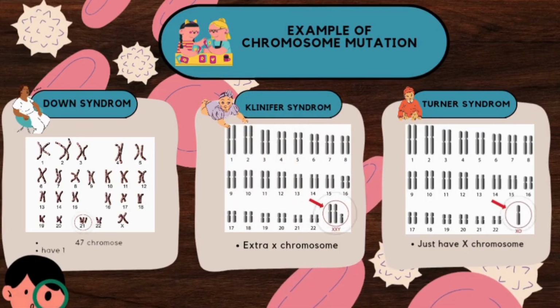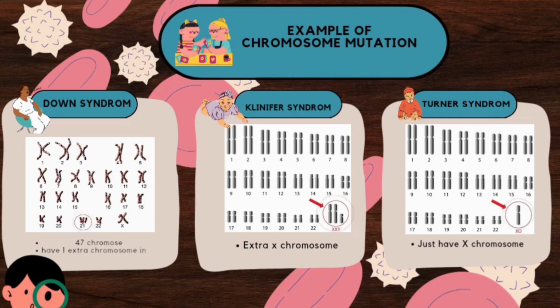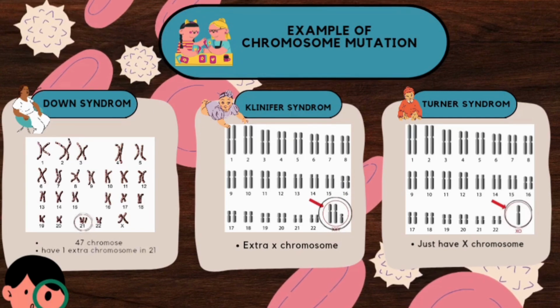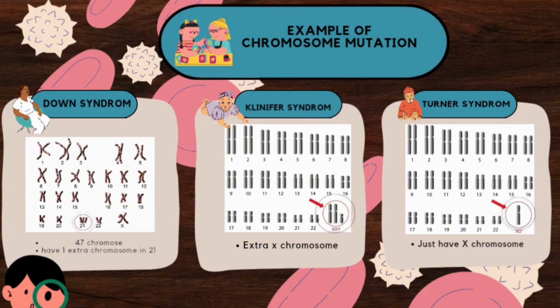This image shows examples of chromosome mutations that can impact development and health. Down syndrome occurs when there is an extra copy of chromosome 21, resulting in 47 chromosomes instead of the usual 46. Klinefelter syndrome affects males who have an extra X chromosome, leading to an XXY arrangement. Turner syndrome occurs in females who have only one X chromosome, XO, instead of 2 sex chromosomes.